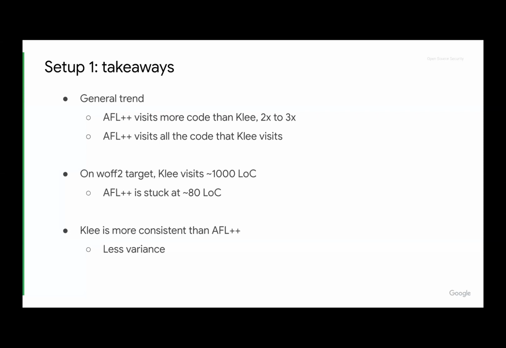And something we noticed, which is pretty obvious in retrospect, is that KLEE is more consistent, meaning that it has less variance across runs. And that's understandable because fuzzers use random mutation, which is a source of non-determinism. So you have greater variance, and you might be lucky on one run and very unlucky on a different run.